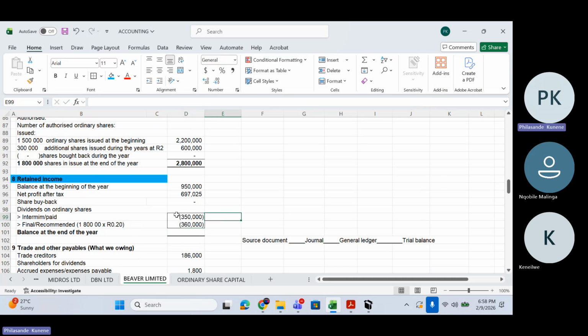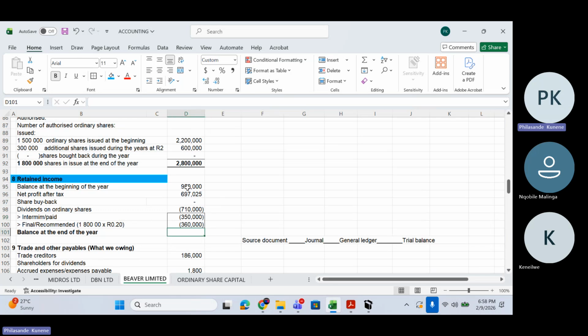360,000, which means now my interim dividends is going to be this and these two amounts, and then getting how much? 710,000. 710,000, right? Is that what we're getting? Yes. Am I right on this one? Okay. Thank you on that.